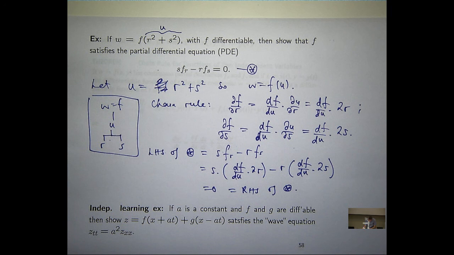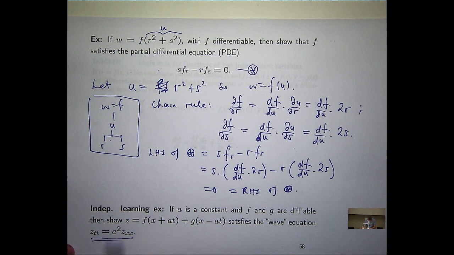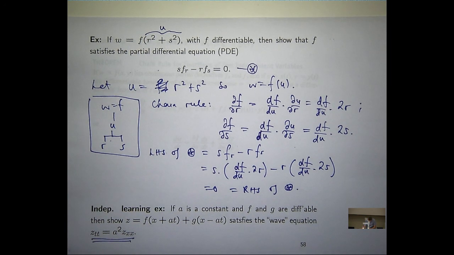Okay? For something a little bit more challenging, have a look at this PDE. This is a special equation called the wave equation. Okay, it's used in physics and applied math and modelling. A is a constant. Show that the particular general form down the bottom satisfies the underlying PDE.